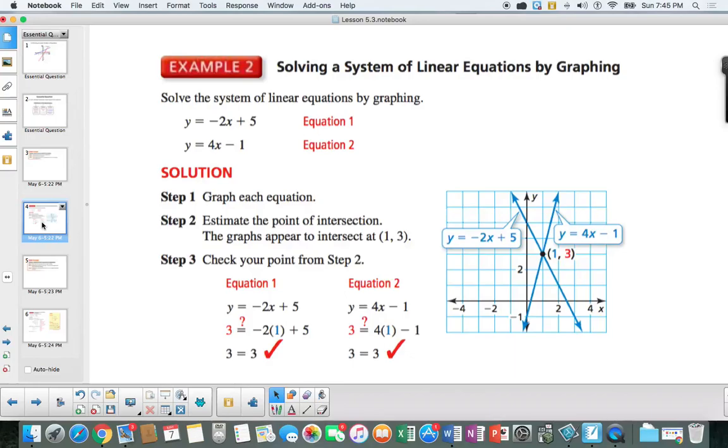In this example, we go ahead and we graph both lines. Where the two lines meet, right here, is what we call the solution.